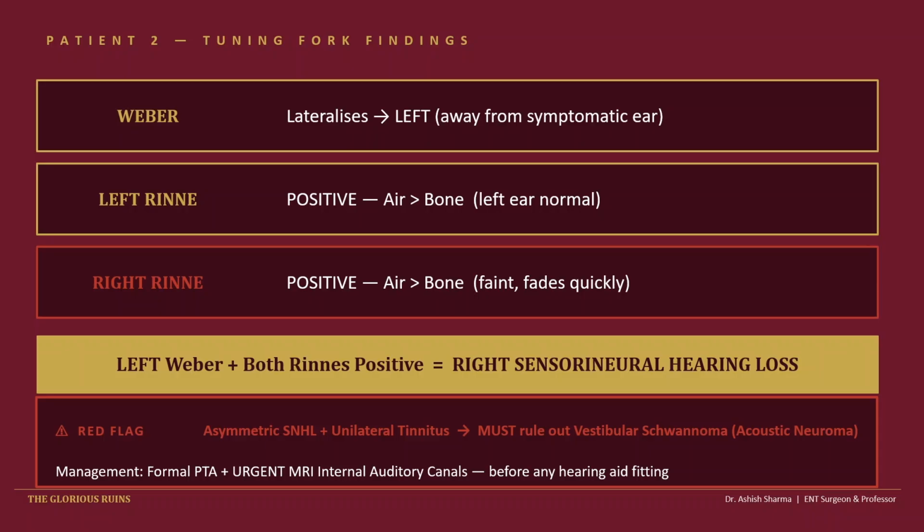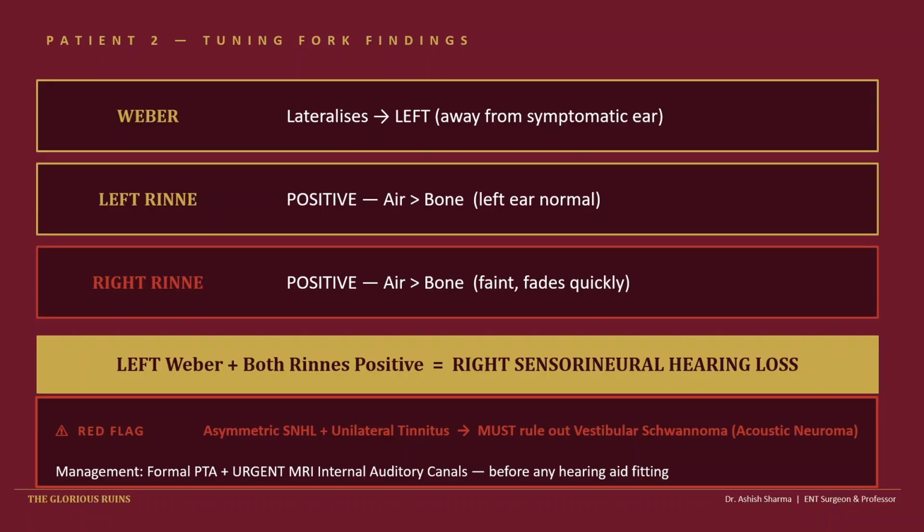Weber lateralizes to the left. Both Rinne's positive. The matrix says right-sided sensory neural hearing loss, confirmed entirely by his history as otoscopic examination had shown absolutely clean, beautiful tympanic membranes without a scratch. So the middle ear mechanics are completely intact. The damage is deeper inside the cochlea itself. The hair cells destroyed by decades of noise.